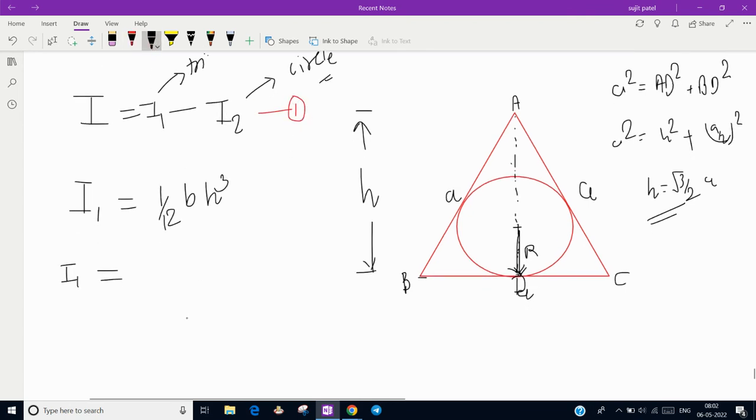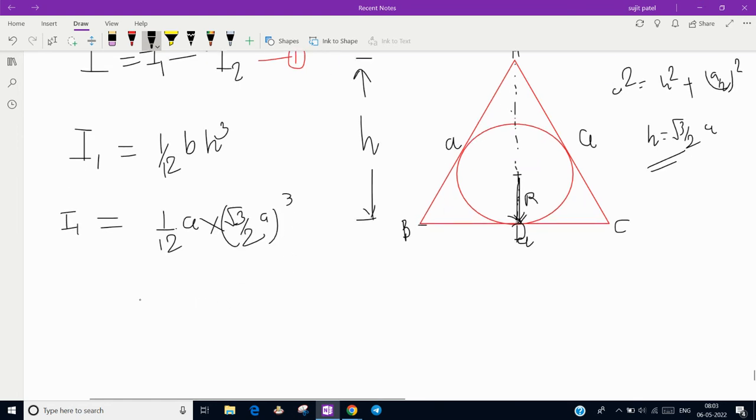I1 is 1 by 12, b is a, h is root 3 by 2 a whole to the power cube. So when you simplify this, you will get root 3 a to the power 4 divided by 32 as I1. Say it as equation number 2.